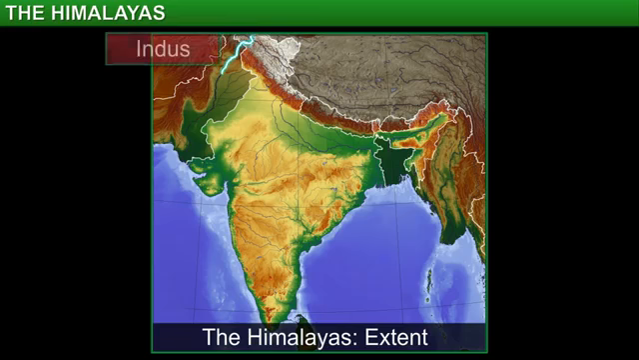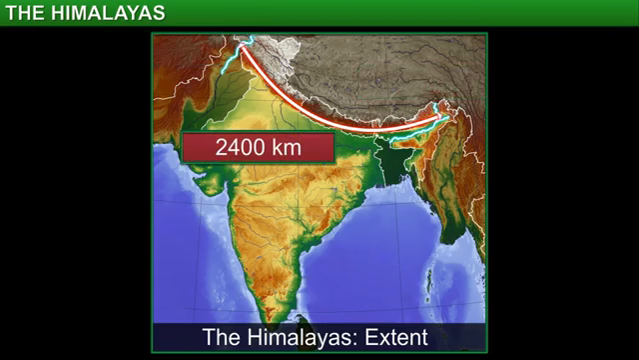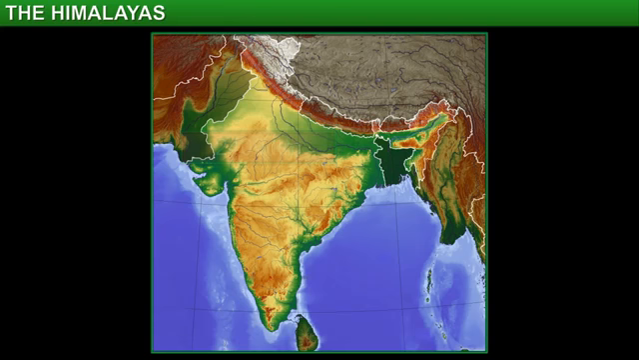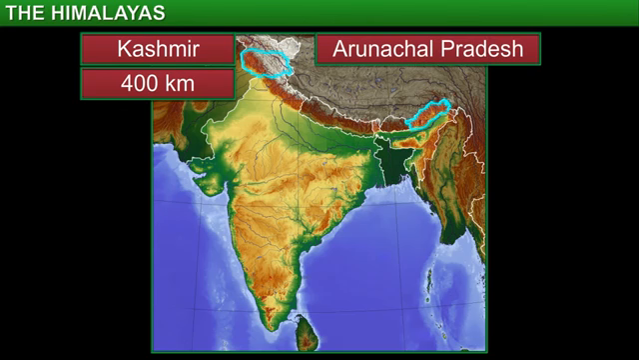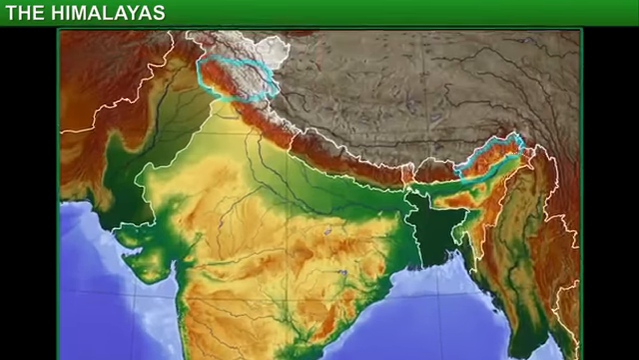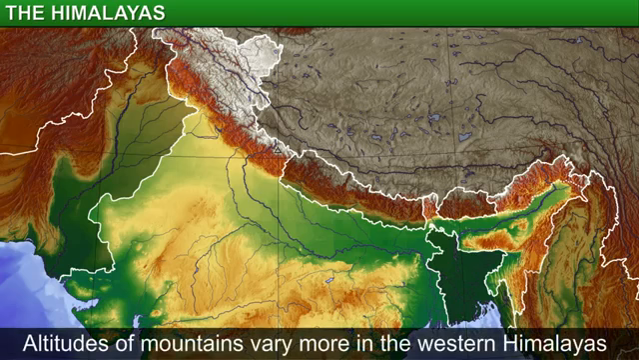It extends from the river Indus in the west to the Brahmaputra in the east, forming an arc of about 2,400 kilometers. The width of this range varies. For instance, in Kashmir, the range is 400 kilometers wide, while in Arunachal Pradesh, the width decreases to 150 kilometers. If you compare the eastern and the western halves of the range, then you will find considerably more difference in the altitudes of various mountains in the western half.